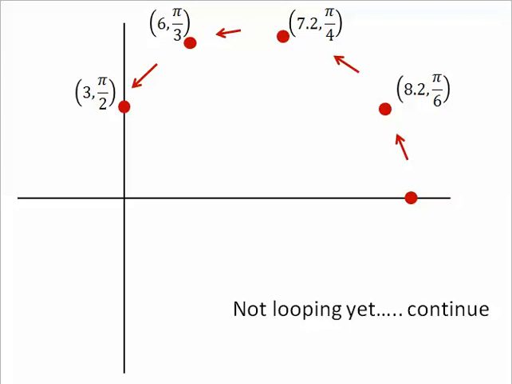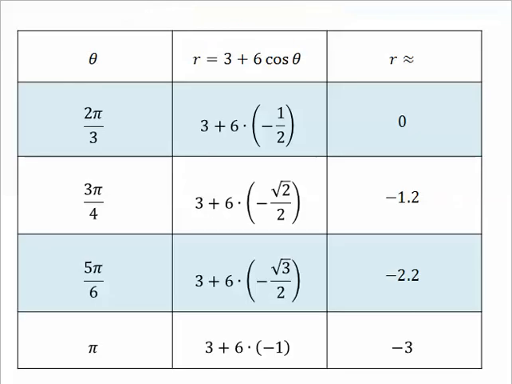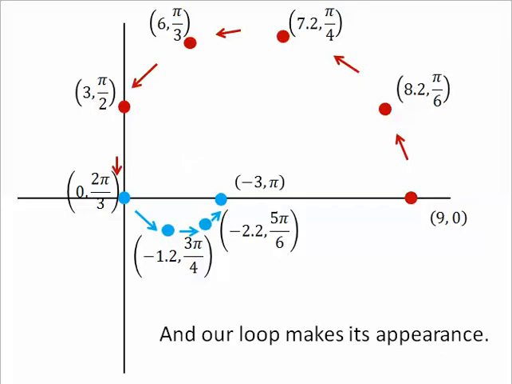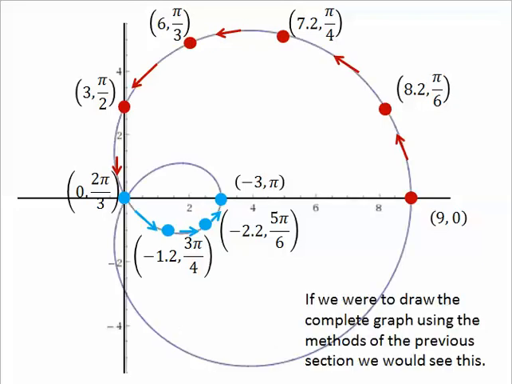I can see that I'm not looping yet, so I'm going to go ahead and look at values of theta in the second quadrant. The first value I'll look at is 2 pi over 3. That's the first angle I would look at after pi over 2. So starting at 2 pi over 3, I have a radius of 0. After 2 pi over 3, my radius becomes increasingly negative. That puts my points in the fourth quadrant. So even though my angles are in the second quadrant, because the radius is negative, I end up in the fourth quadrant. Then, if I were to draw the complete graph using the methods of the previous section, I would get this limaçon.